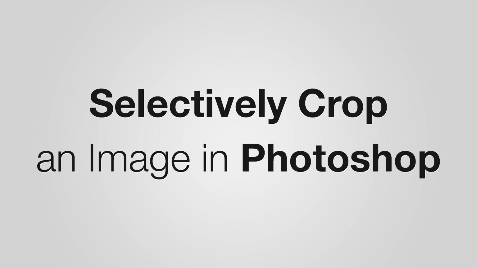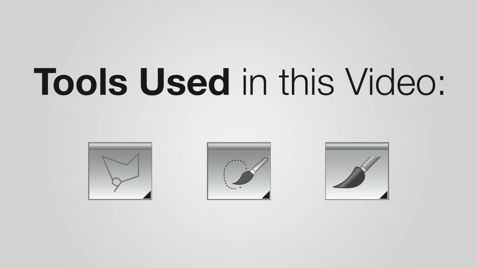There are multiple ways you can selectively crop part of an image in Photoshop. Just to name a few, you can use the marquee tool, one of the lasso tools, magic wand tool, paintbrush, eraser, pen tool, and more. But in this tutorial, I'm going to focus on some of the tools I use to get the job done. This video will cover the polygonal lasso tool, quick selection tool, and paintbrush tool.